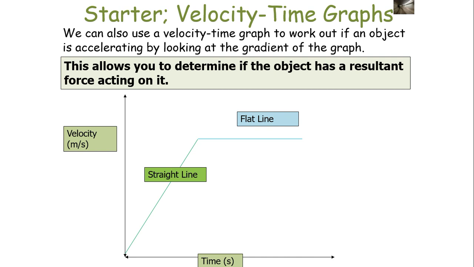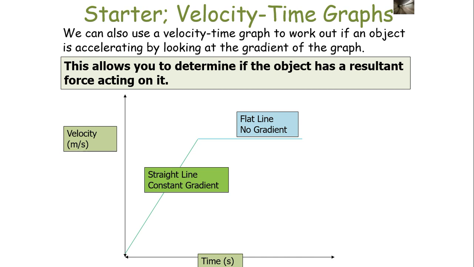Now, we can use a velocity time graph to work out if an object's accelerating by looking at the gradient of the graph, and this then allows you to determine if an object has a resultant force acting on it. So let's take this particular graph here. So with the straight line section there's a constant gradient, and the flat line section there's no gradient.